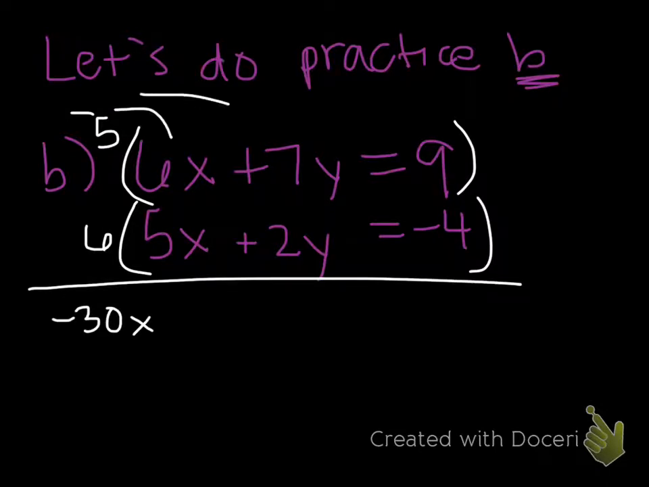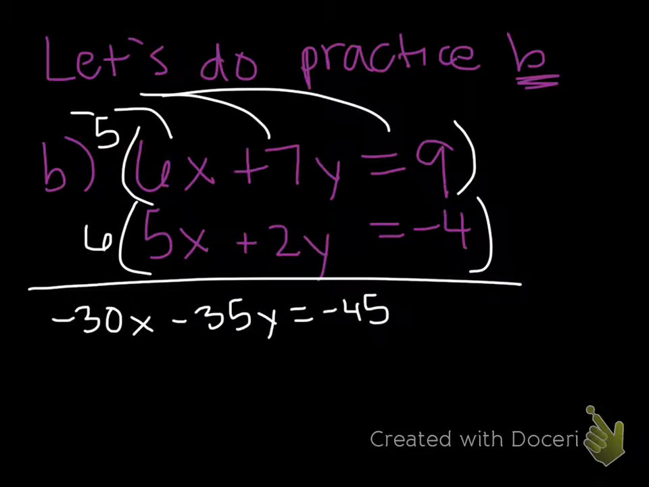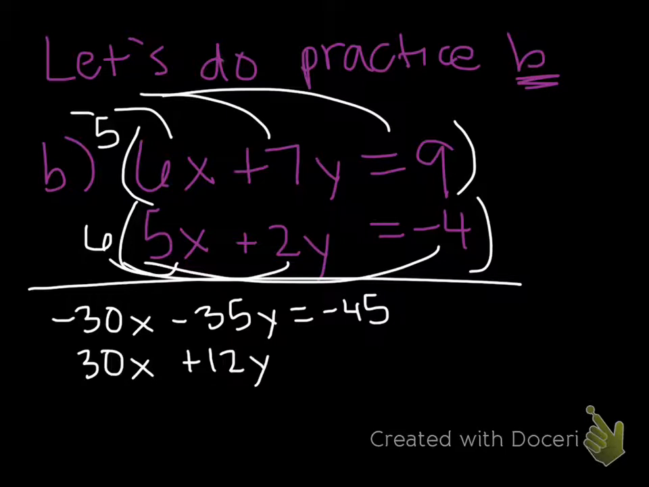And we're going to distribute this to all 3 terms. Minus 35y equals negative 45. Okay, so definitely don't neglect those 2 numbers over there. Then going through my bottom equation, now I'm multiplying everything by 6. So I get 30x plus 12y equals negative 24.